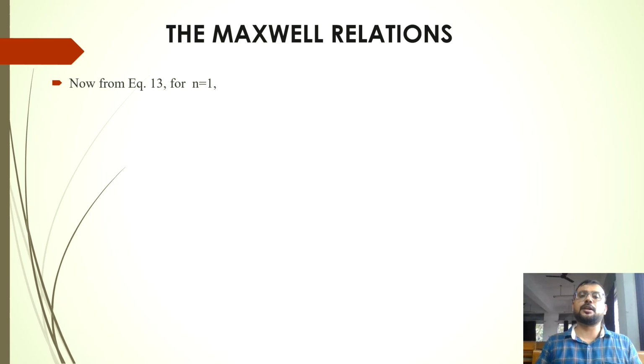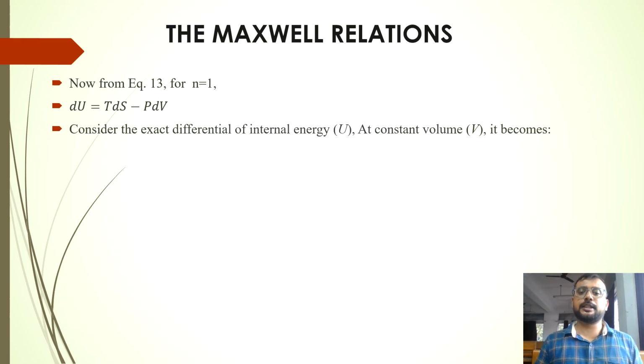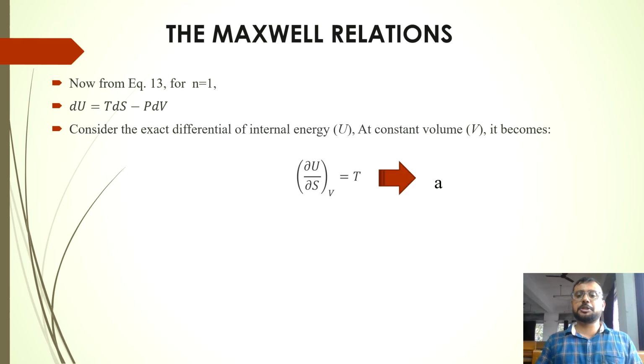Now, if we take equation number 13 for n equals 1, then it will be dU equals TdS minus PdV. Consider the exact differential of internal energy U at constant volume V. It becomes (∂U/∂S) at constant V equals T, and PdV will be equal to 0. Suppose this is equation number A.